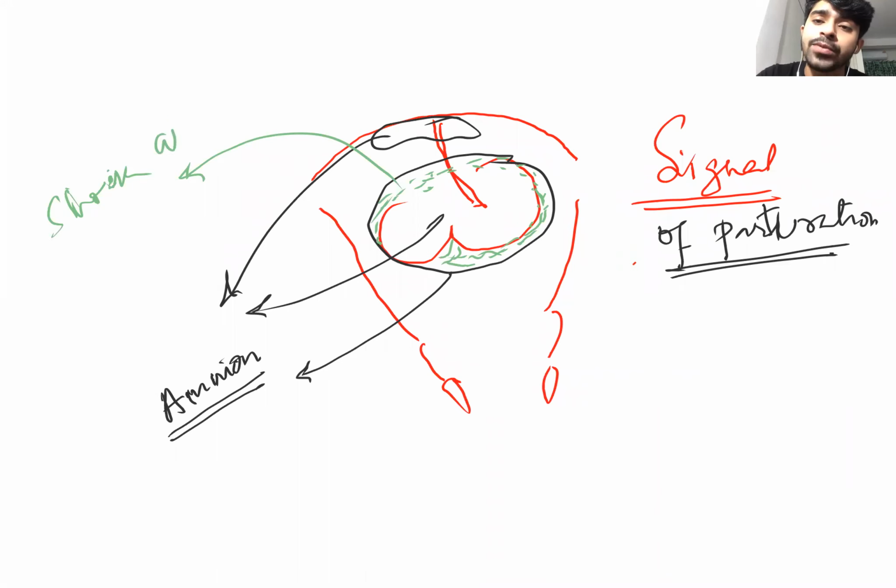Number 1, shock absorption. And number 2 function is that it prevents drying. In better language, it is called preventing desiccation. We will also use this term desiccation in our botany chapter. Desiccation means drying. Like in botany, the cuticle prevents desiccation. Here also, this fetal membrane is preventing desiccation.